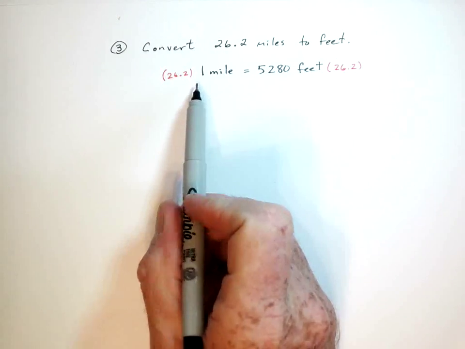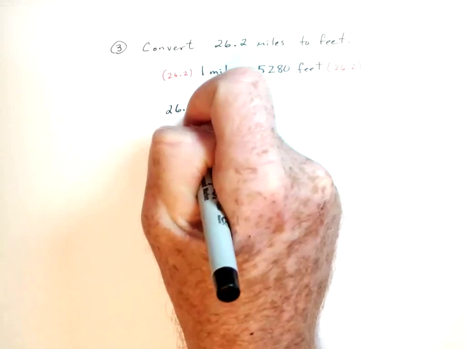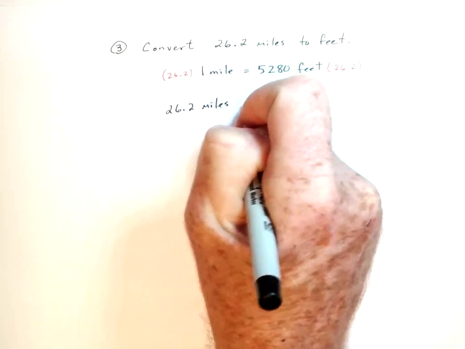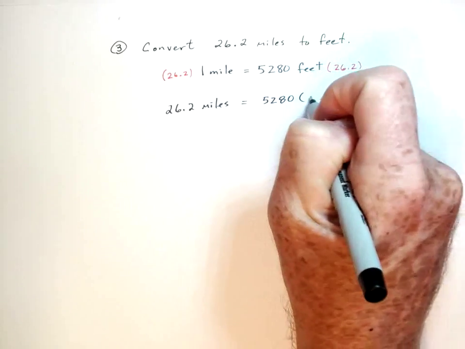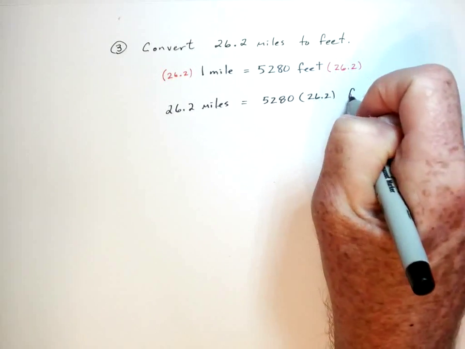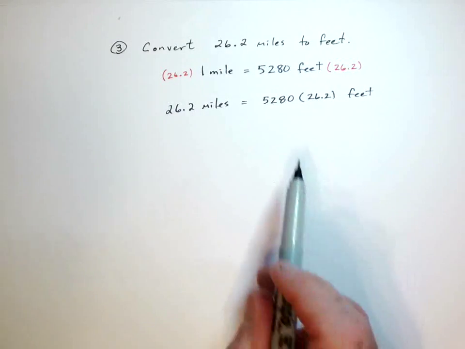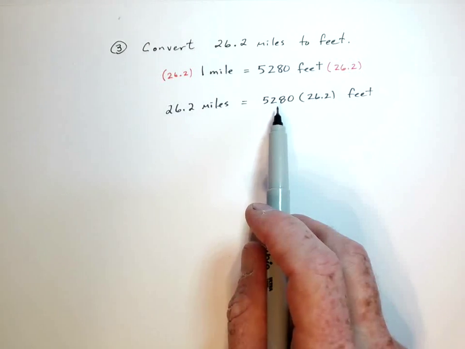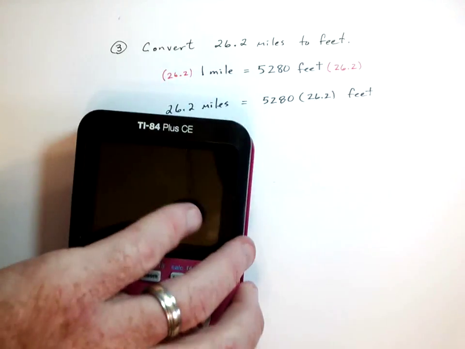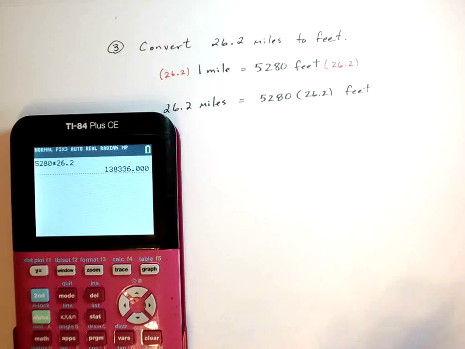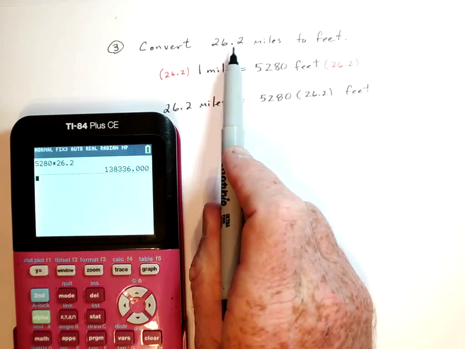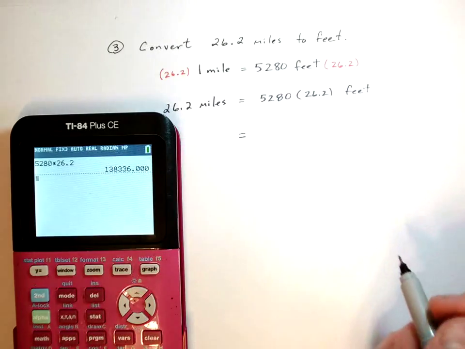And so on this side, it's going to say 26.2 miles. And then on this side, it would be whatever 5280 times 26.2, and then that will be in feet. So then we just need to multiply these. So at this point in the semester, with longer multiplication problems like that, we can use the calculator. So 5,280 times 26.2, that's a lot of feet. So this is actually the length of a marathon. So getting a huge answer makes sense.